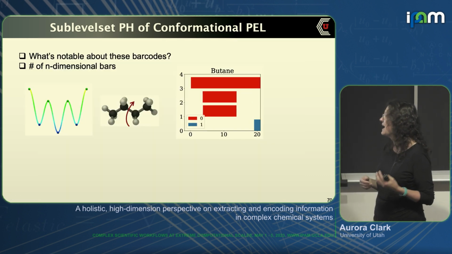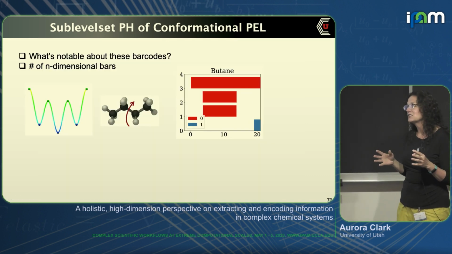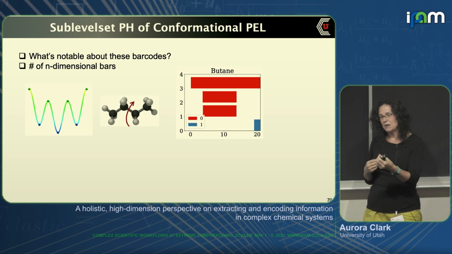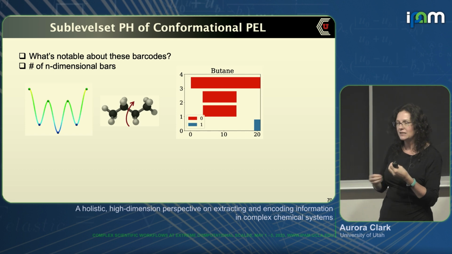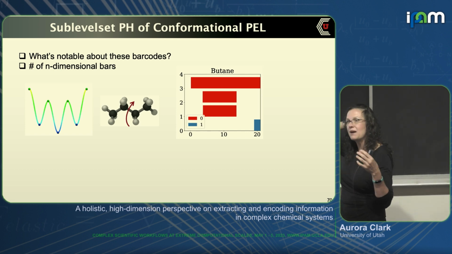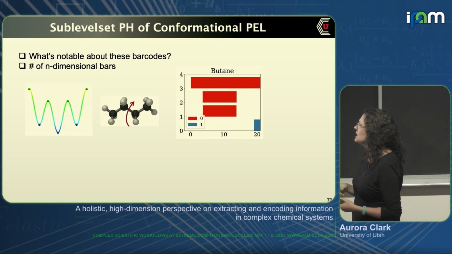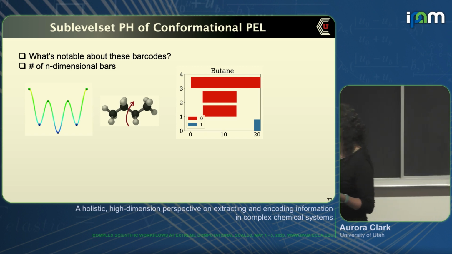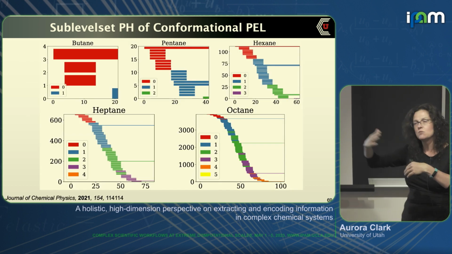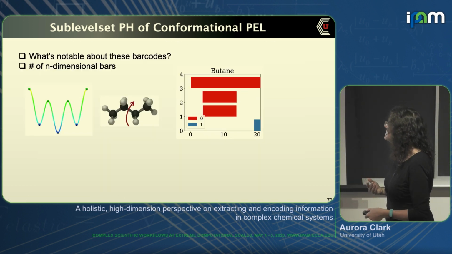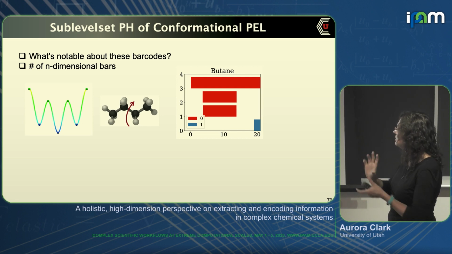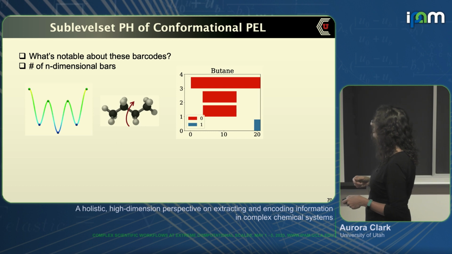And so then the question that we had, and in all honesty, we asked ourselves this question in the first paper that we had in JCP, but we didn't fully answer it or make it completely generalizable. We asked the question, what's notable about these barcodes in the context of the number of n-dimensional bars, and are there patterns emerging when we systematically add degrees of freedom in these systems? So here's butane, and butane's got one dihedral conformational degree of freedom.